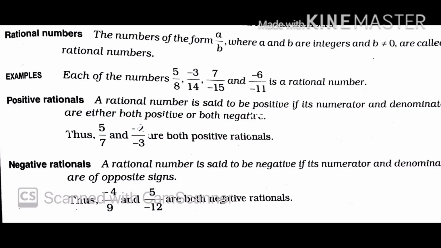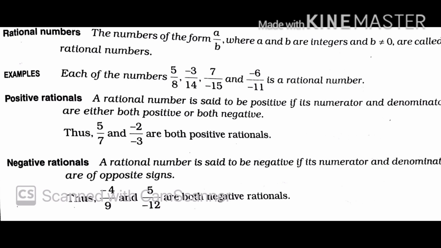Now, first of all, we are going to learn what is a rational number. The numbers of the form a by b, where a and b are integers and b is not equal to 0, are called rational numbers. Let us take some examples. Now, 5 by 8, minus 3 by 14, 7 by minus 15 and minus 6 by minus 11 are rational numbers. Now, rational numbers are of two types.